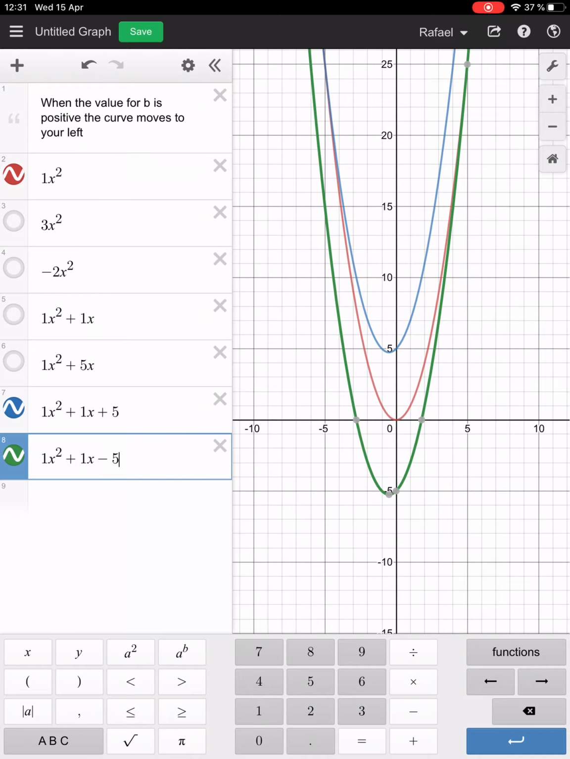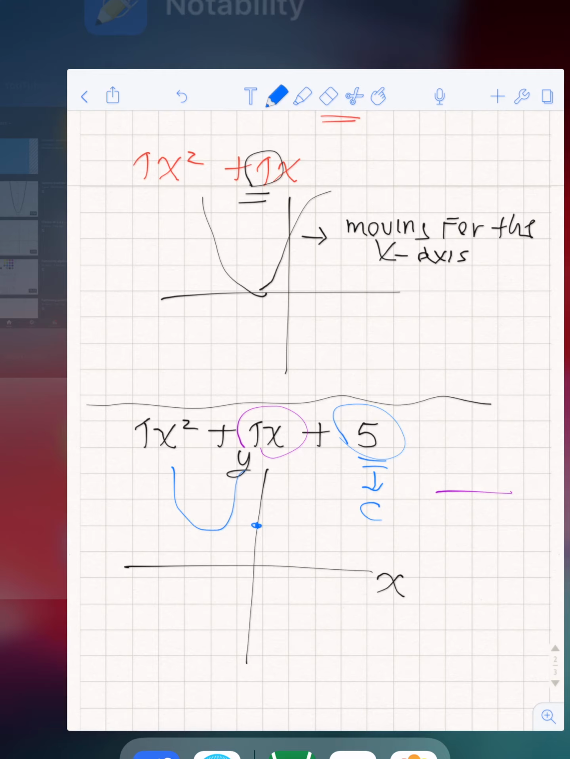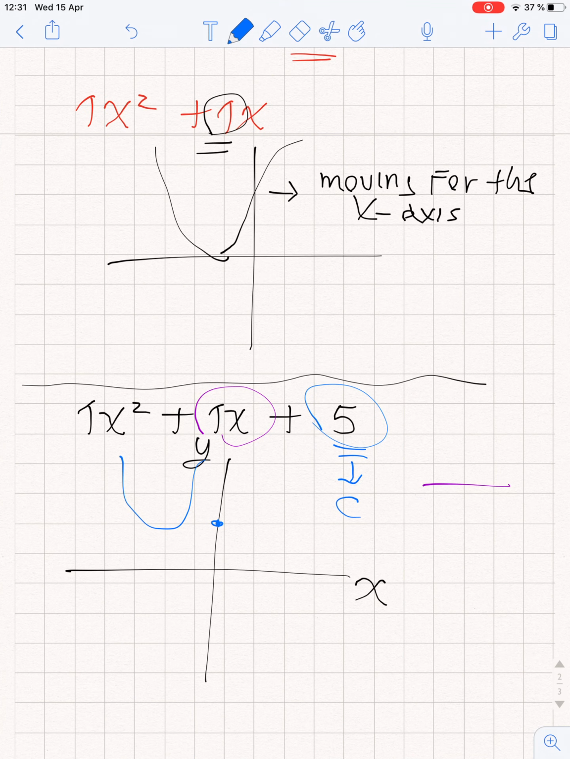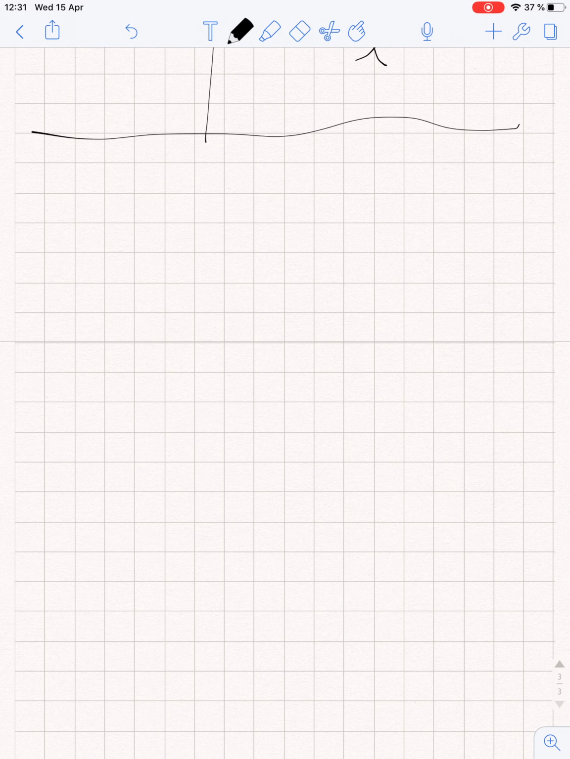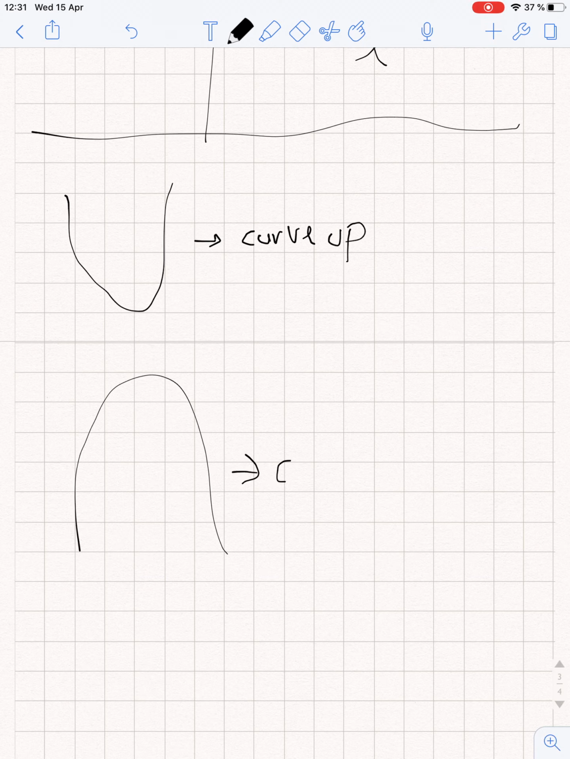Now, we are going to explore some simple concepts in quadratics. For example, when you have this kind of curve, it is curve up. When you have this kind of curve, it is curve down. It's curve down when the component a is negative, and curve up when the component a is positive.